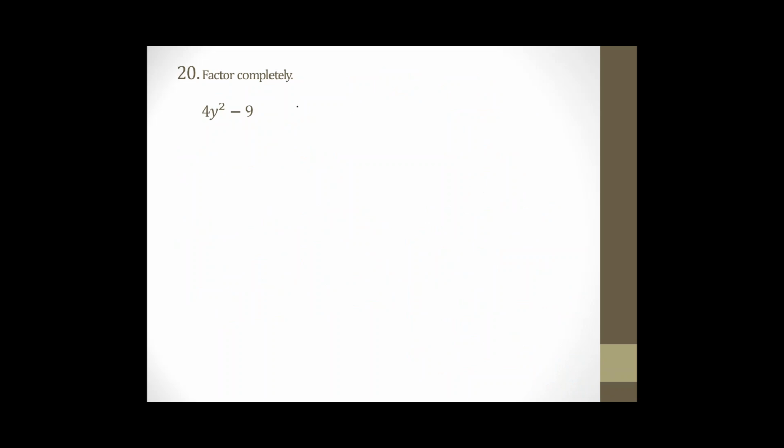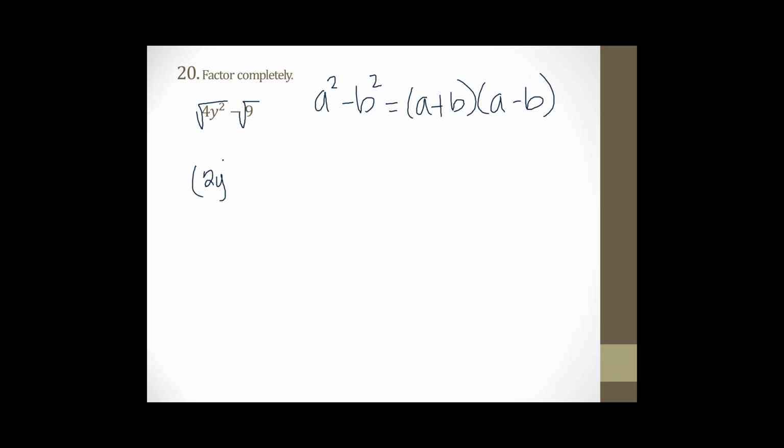And it's the difference. So we're going to use a squared minus b squared equals a plus b times a minus b. If we take the square root of each term, that will give us the base for each term in a squared minus b squared form. So the square root of 4y squared is 2y. So that's my a, because 2y squared is 4y squared. And the square root of 9 is 3. So that's 3 squared, which equals 9.